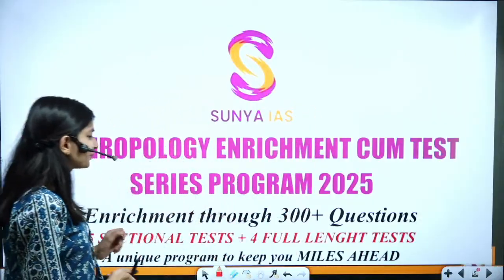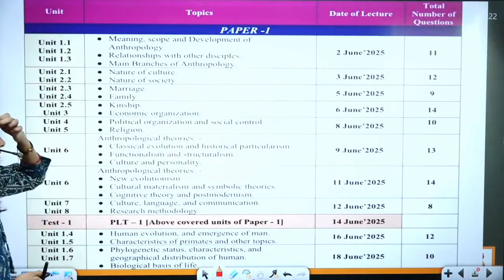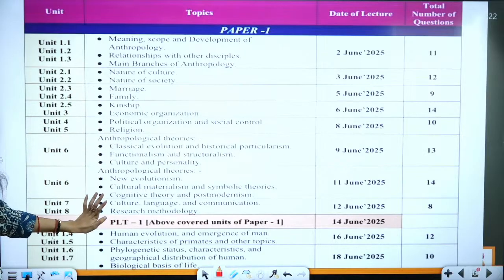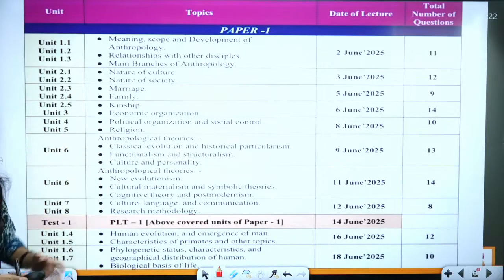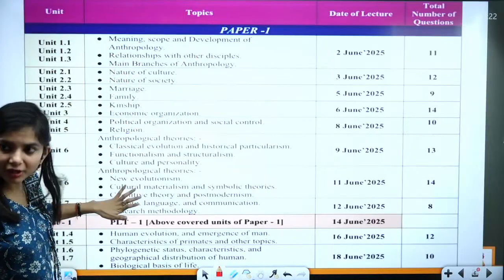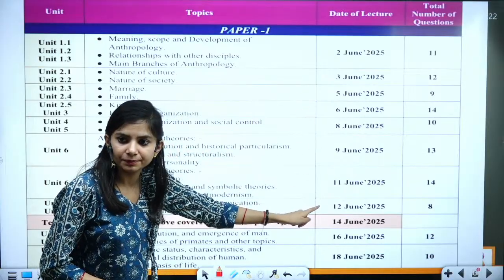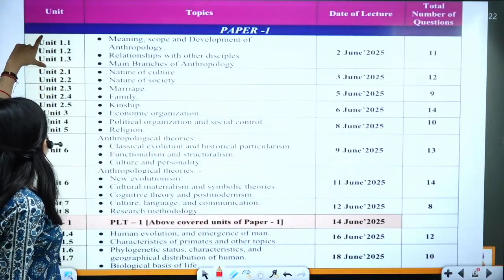Okay. Now, this is going to provide you 5 sectional tests and 4 full length tests. Now, this is how the syllabus is being divided. If any student online has any sort of doubt, you can just ask. Now here you can see that paper 1 socio-culture part is divided first, and till 12th June we are going to cover it. Fine. So this is how units are divided.